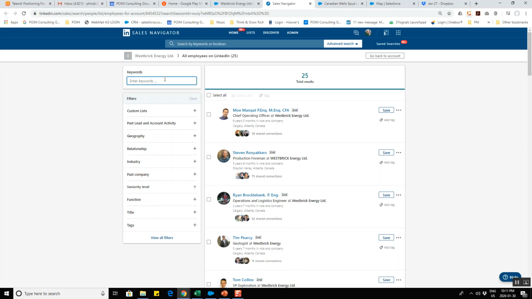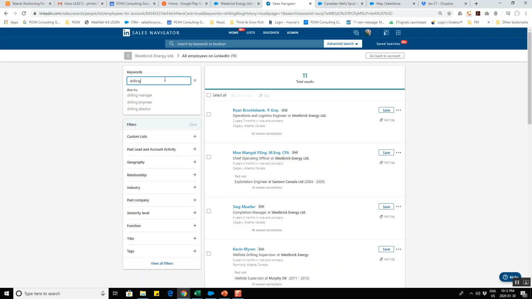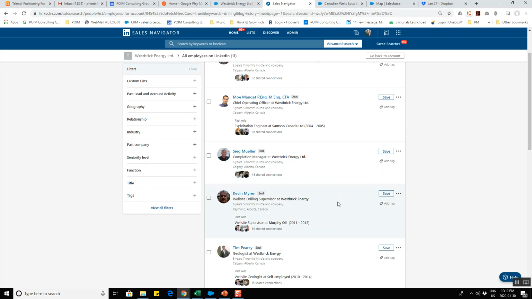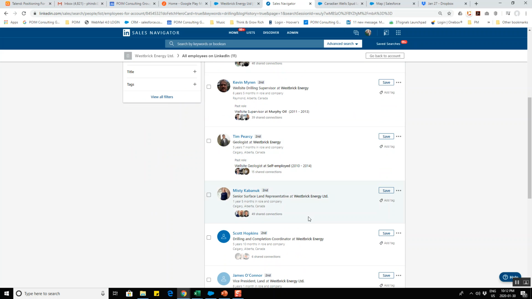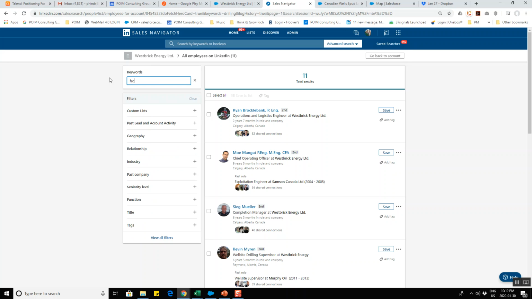One of the things I might put in here is, okay, Rocky is the area that we're focused on, so I'll put Rocky in there. Didn't see anybody come up on that side of it. That's fine. Maybe I'm interested in drilling, and then we can see if there's anybody related to drilling. So here we can see these people have drilling in their title, and then I can look at how many shared connections they have, and it gives me an idea of people that I might be interested in targeting.